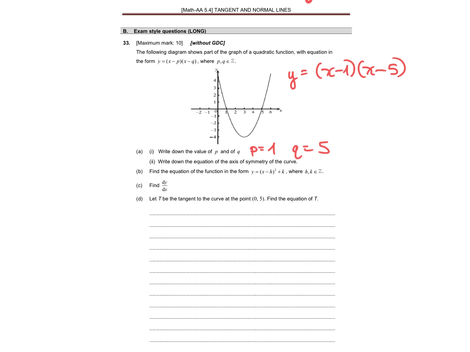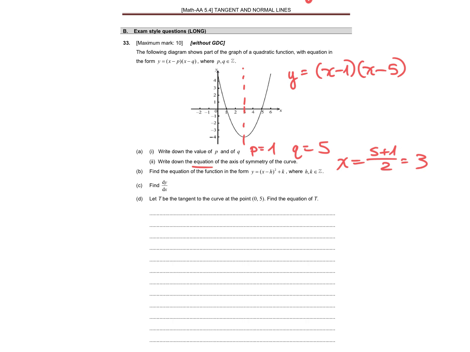Write down the equation of the axis of symmetry. So it's right there in the middle. And don't forget equation, always. 5 plus 1 over 2, so x equals 3. So that is that. Find the equation of the function in this form.